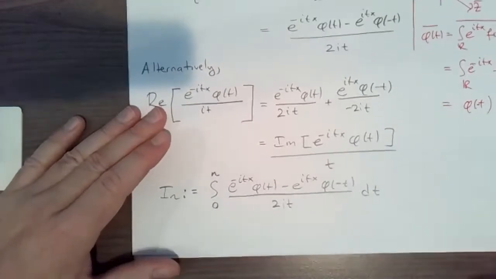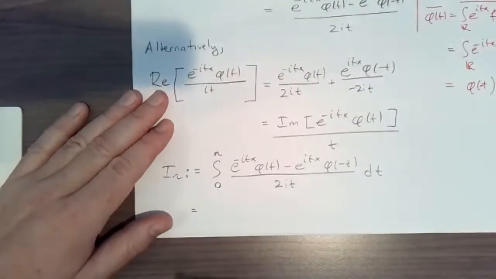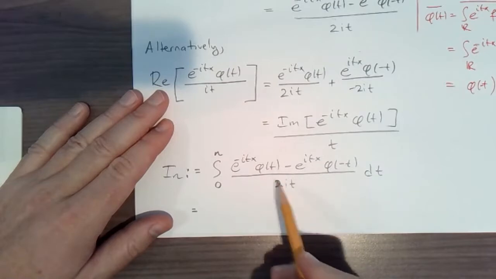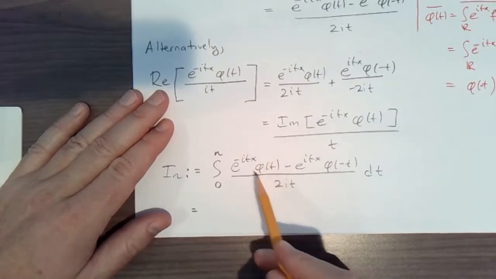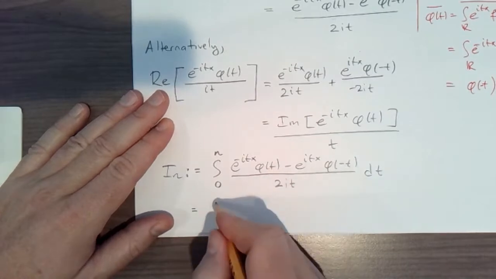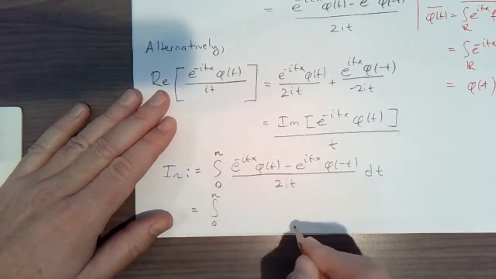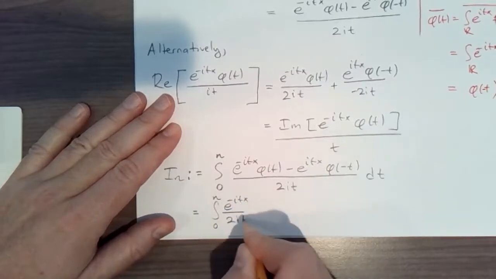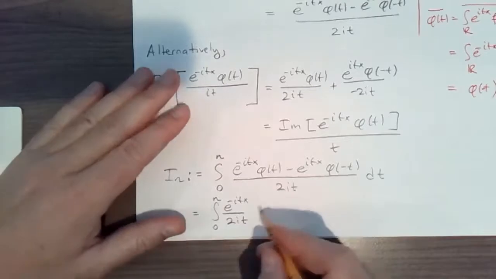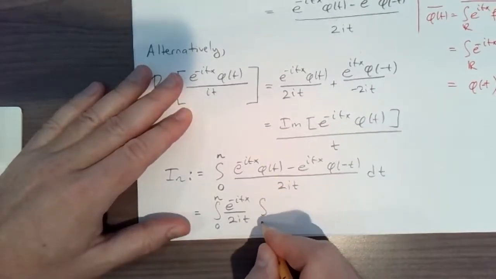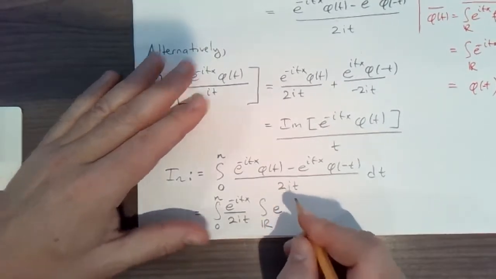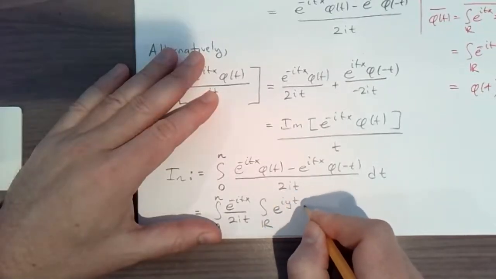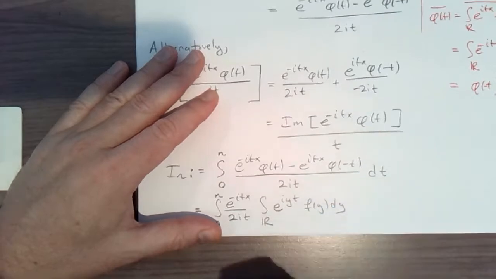Okay, so let's try to work this out. I have my phi of t here, and I can insert the characteristic function. So let me write in the characteristic function. I'll get an integral from 0 to n, and then I'll have e to the minus itx divided by 2it. And then comes the characteristic function, integral over R of e to the iyt, density f of y dy. That was the first part.